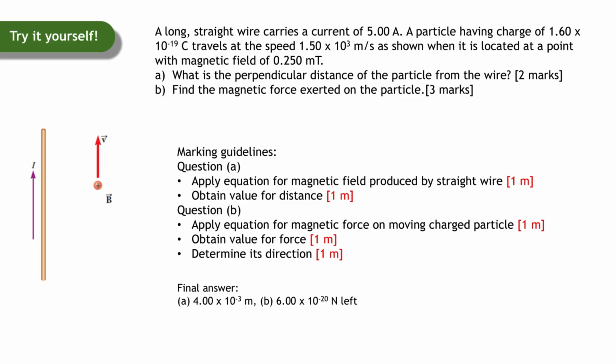Now, let's try this example yourself. You are given a long, straight wire carrying a current of 5.0 amperes and a particle having charge of 1.60 × 10^-19 coulombs traveling upwards with speed 1.50 × 10^3 meters per second and having a magnetic field of 0.25 millitesla. Find the distance of the particle from the wire and the magnetic force exerted on the particle.